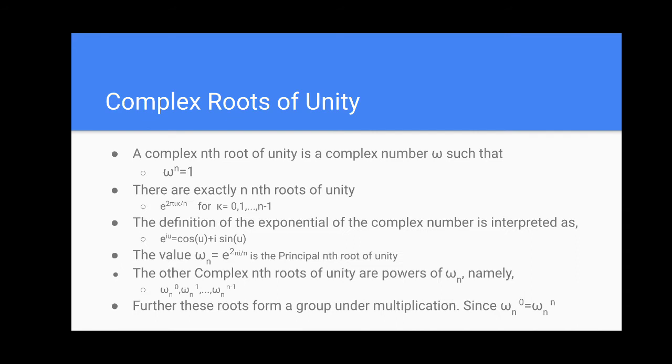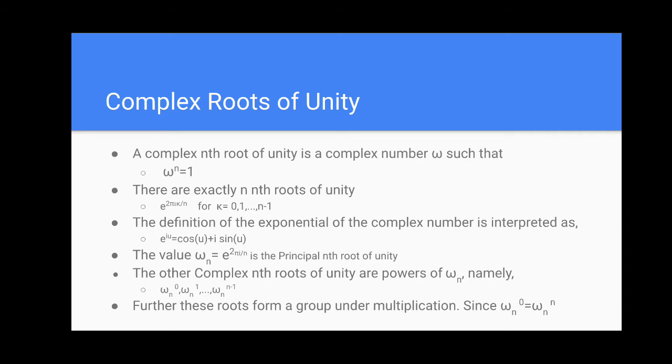To understand this, we should first understand the concept of the complex roots of unity, because we are going to evaluate the polynomial given in coefficient form at the various complex roots of unity. A complex nth root of unity is a complex number omega such that omega to the power of n is equal to 1. There are exactly n nth roots of unity given by e to the power of 2 pi i k divided by n for all k varying from 0 to n minus 1.